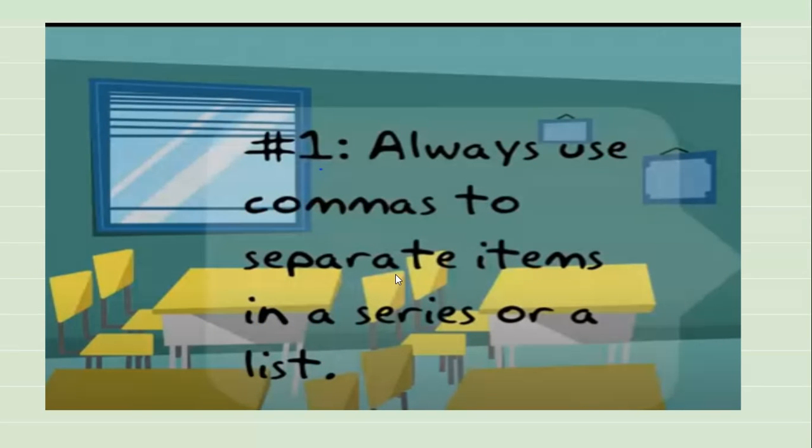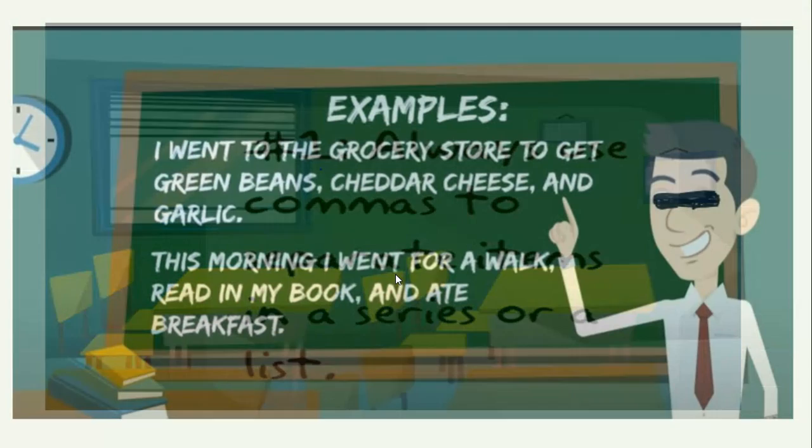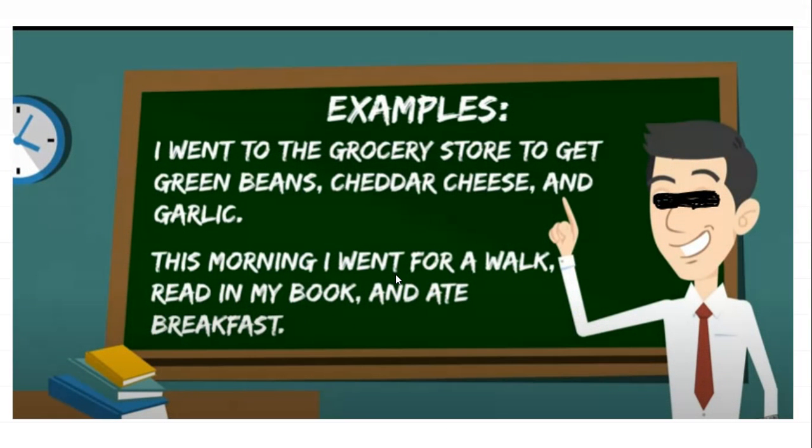So let's see. Rule number 1. Always use commas to separate items in a series or a list. Example: I went to the grocery store to get green beans, cheddar cheese, and garlic. Some would say that the comma is not required before "and." Yes, this is optional. This morning I went for a walk, read in my book, and ate breakfast.